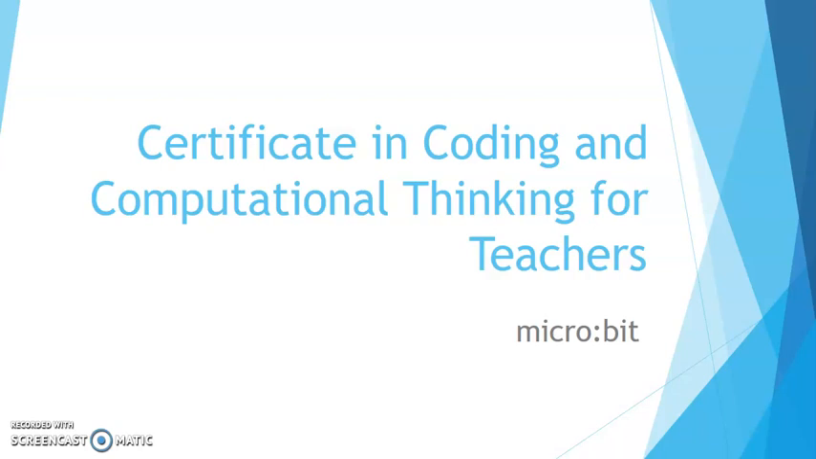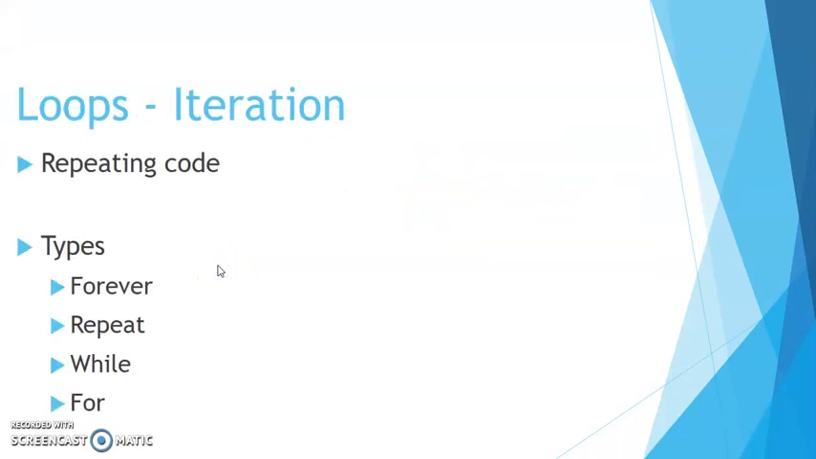So in today's screencast, we're going to be looking at loops in microbit. When we're talking about loops, we're talking about code that repeats. So if you're doing something over and over again, then you really should be thinking about using a loop instead of just repeating your code over and over again.